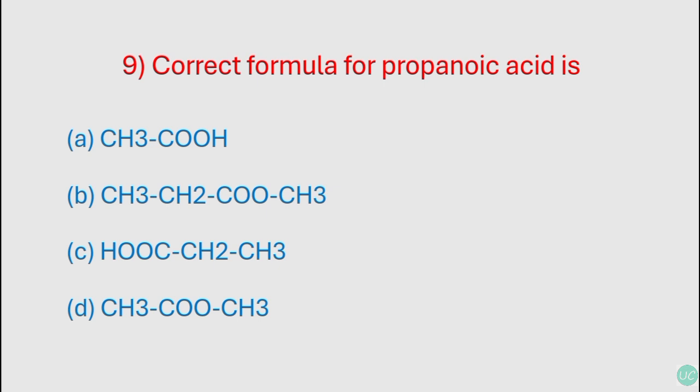Okay, our next question is, correct formula for propanoic acid is. Now for propanoic acid there has to be 3 carbons, as the name suggests, propane. So there has to be 3 carbons, and oic acid is for carboxylic acid. So the structure has to have a COOH group in the chain. So it has to be a 3 carbon chain with a COOH group. So the correct option over here is C.